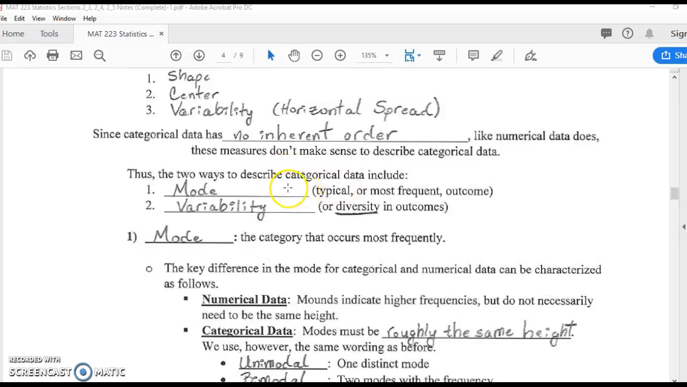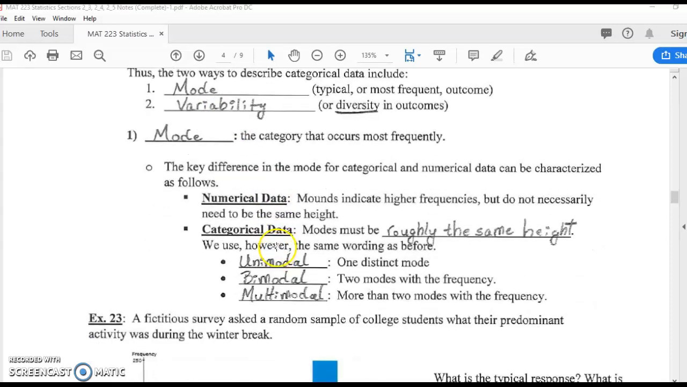So the two ways that we're going to describe categorical data is mode, which is the typical or the most frequent outcome, and then variability. Now variability, it's not horizontal spread like it is with numerical. Variability for categorical data is talking about diversity in the outcomes. So the more diverse the outcomes are, the more variable the results are, the more variable the data is, okay? The more differences there are. All right, but let's first talk about mode.